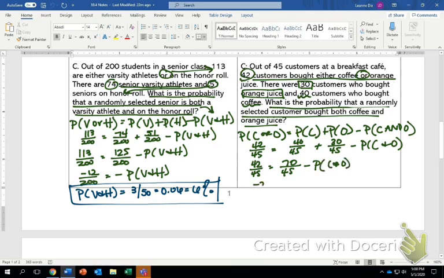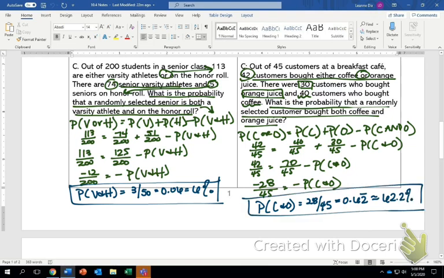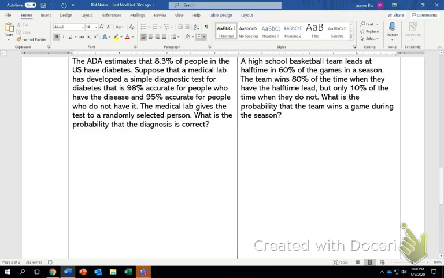Carry this variable down. If I subtract, I'll end up with negative 28 over 45 is equal to my negative probability. Multiply both sides by -1, and we have our probability is equal to 28 over 45, or 62.2%.